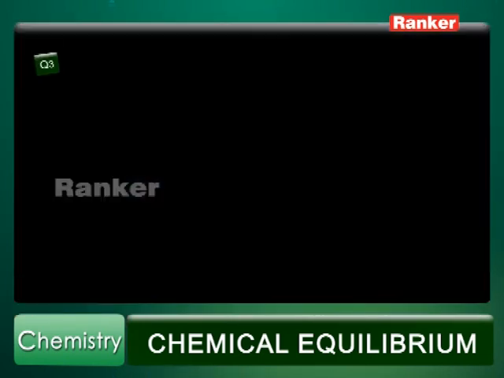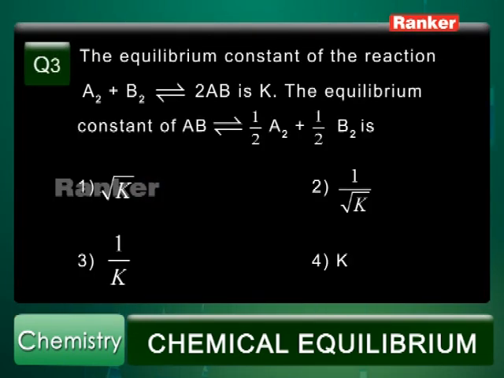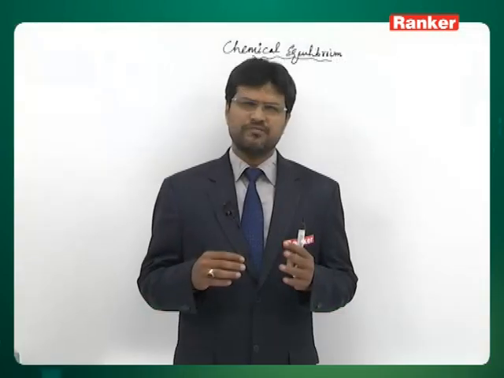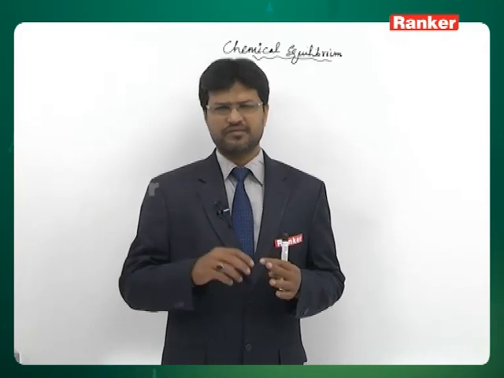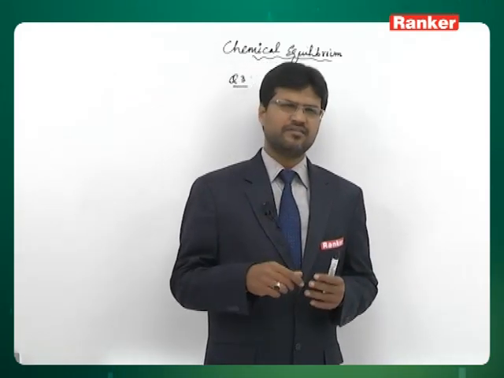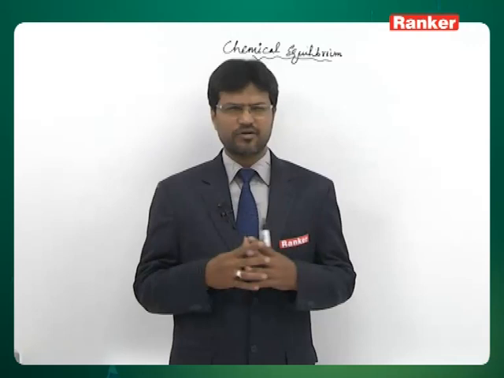Question number 3. The equilibrium constant of the reaction A2 plus B2 gives 2AB is K. The equilibrium constant of AB gives rise to half A2 plus half B2 is. First option root over K, second option 1 by root over K, third option 1 by K, fourth option is K. See, the equilibrium constant value depends upon the mode of writing the equation. If you revert the equation, then the equilibrium constant will be the reciprocal of the original one.